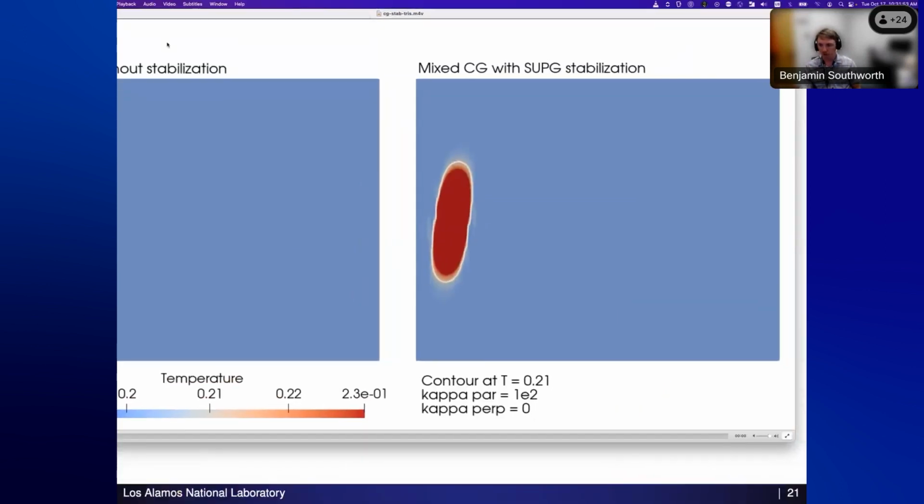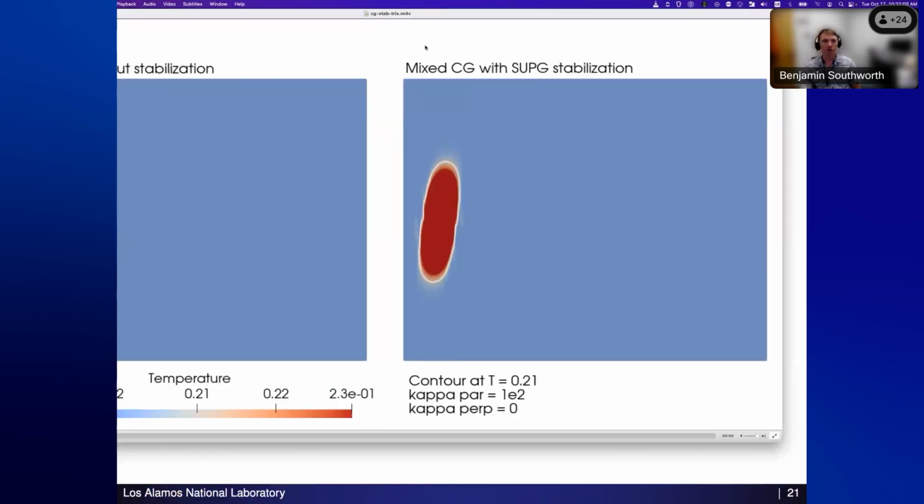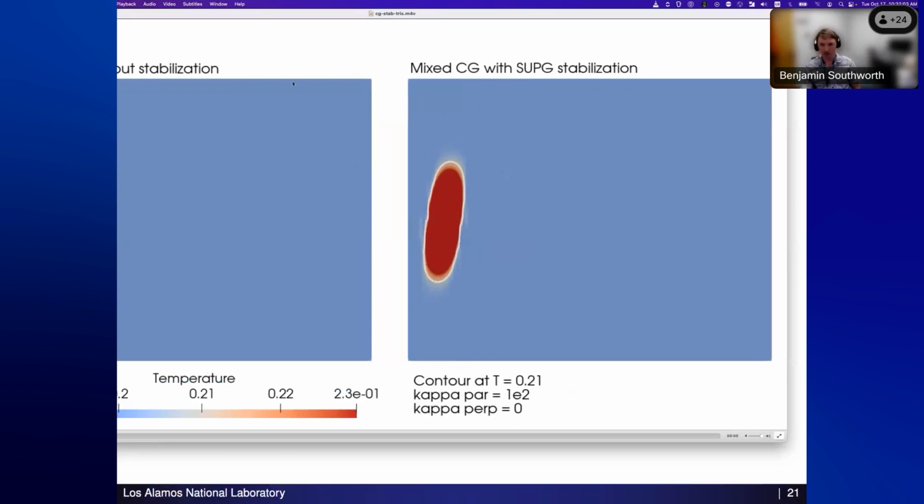to kind of show this structure preserving property of mixed CG without stabilization and mixed CG with stabilization. And so this is that magnetic surface test case where we have these concentric tori that we unfold and we want to watch heat propagate along them.